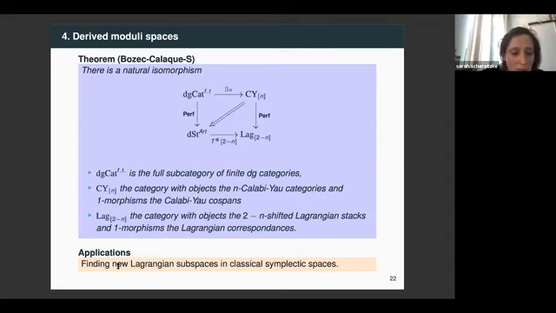And the last thing I wanted to mention is that a concrete application of this work is finding new Lagrangian subspaces in classical symplectic spaces, and this is what Tristan will talk about on Thursday.